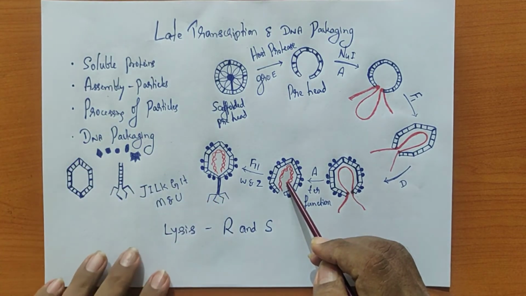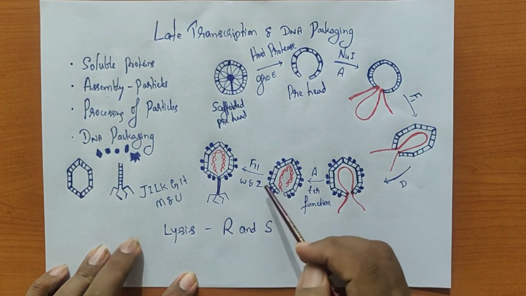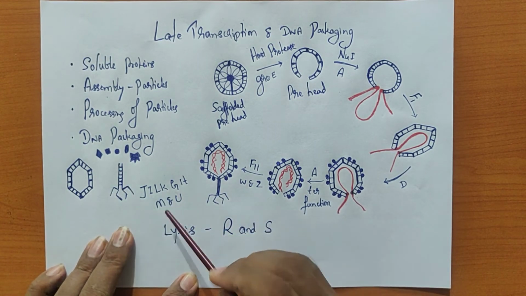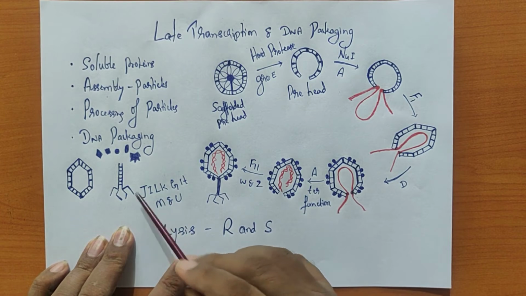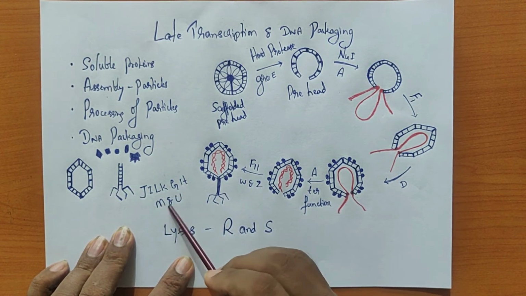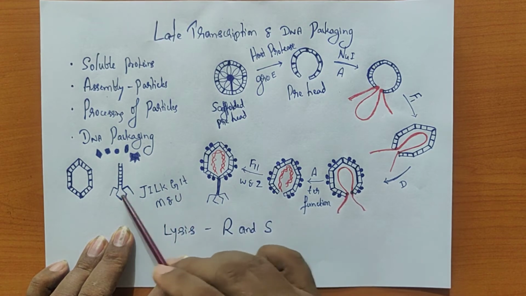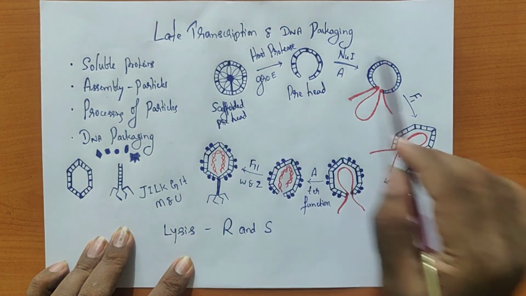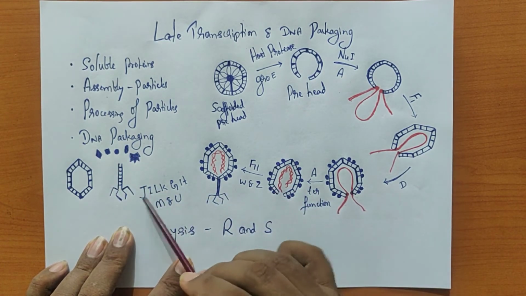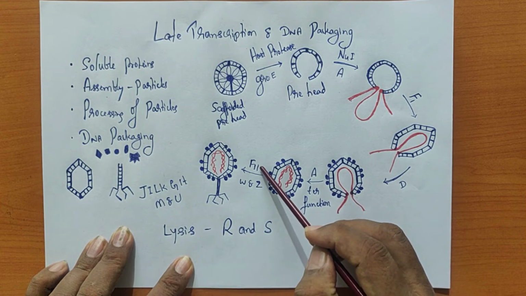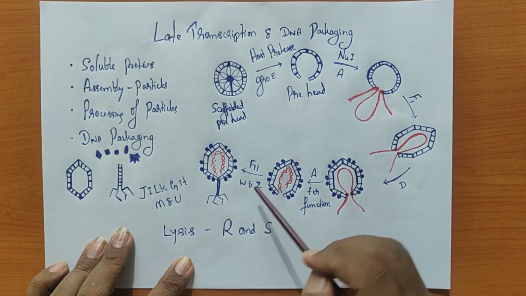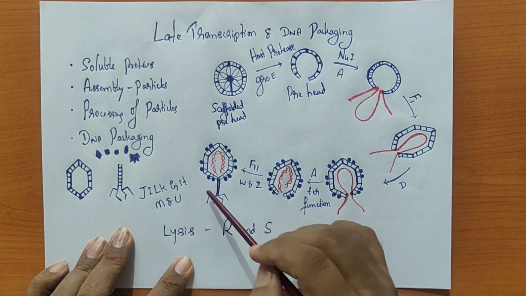The next one is got independently. So now the tail is going to be synthesized. Now the gene products which are involved in the tail are J, I, L, K, G, H, M and U. So all these proteins assemble to form a tail. I told you that the head is synthesized separately and the tail is going to be synthesized separately. Now with the help of F2 gene, W and Z gene product, the head and the tail are going to be assembled.